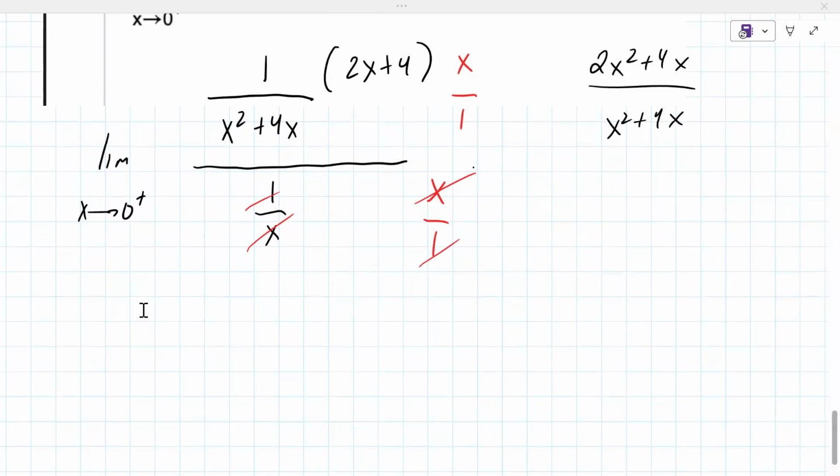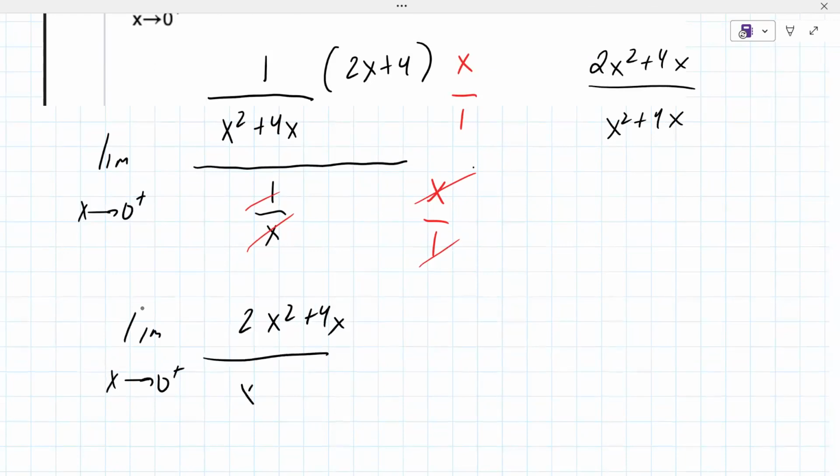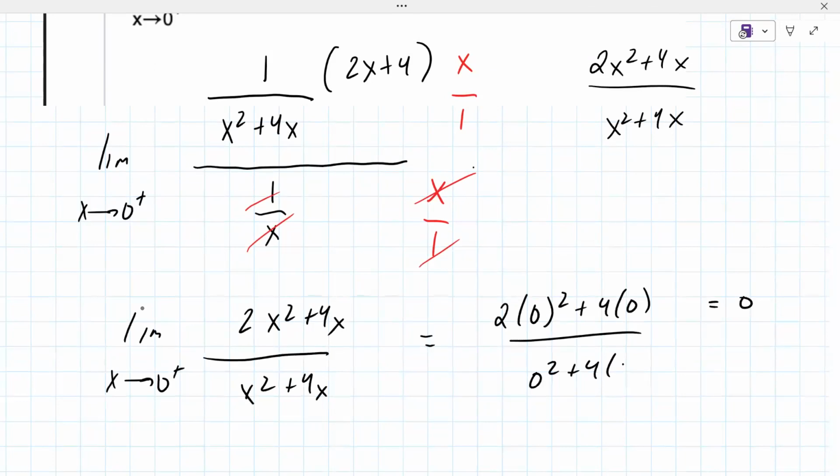The next thing here is to take the limit as x approaches 0 from the right of 2x squared plus 4x over x squared plus 4x. When you put 0 in, you get 2 times 0 squared plus 4 times 0, which is 0. You get this indeterminate form again.